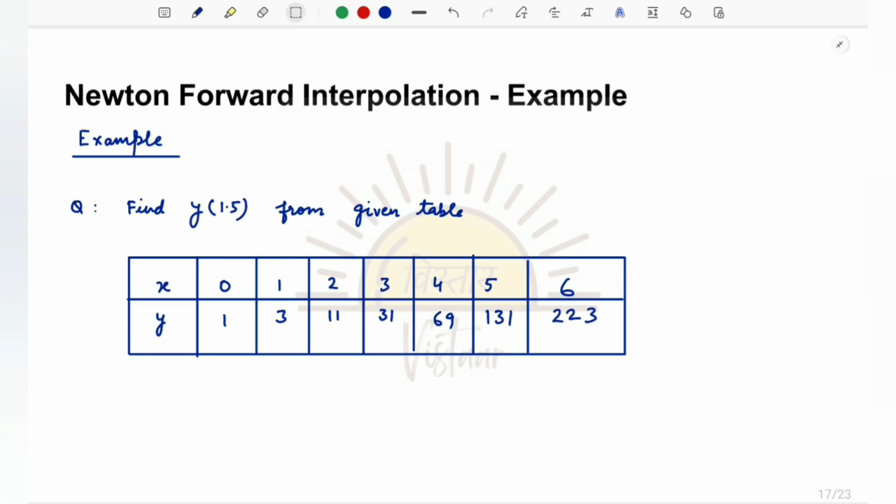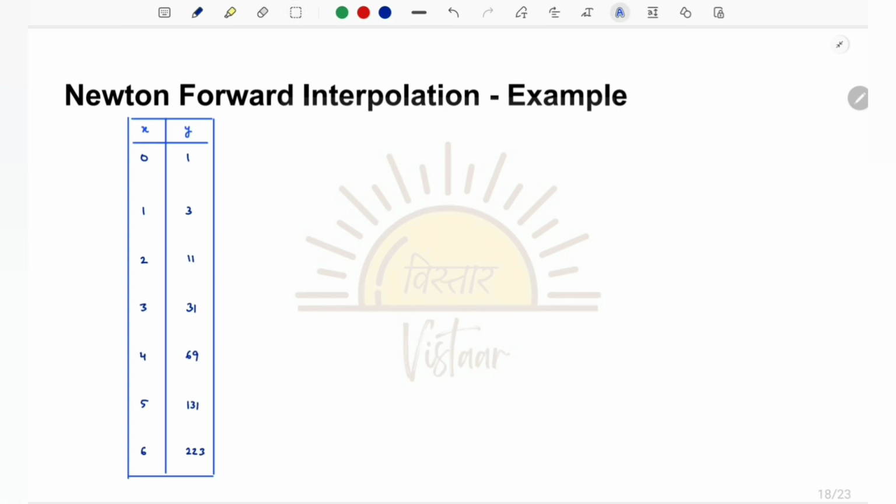The question is, we have to find y 1.5 from the given table. Let me write this table in a vertical format. Now we will construct a forward difference table for the given data. First, let's write the values of delta y.